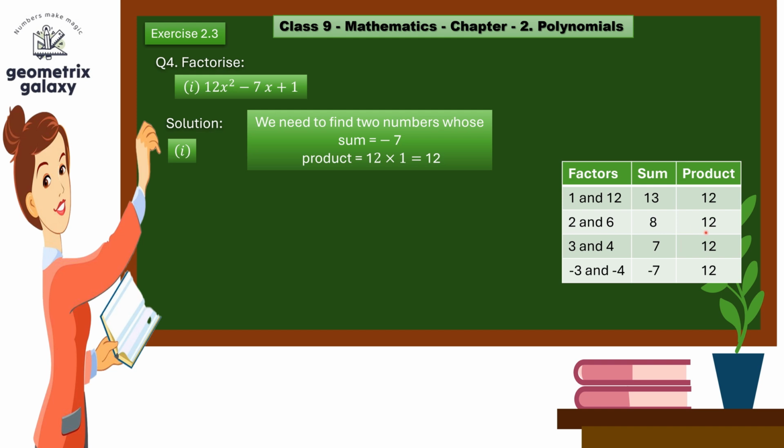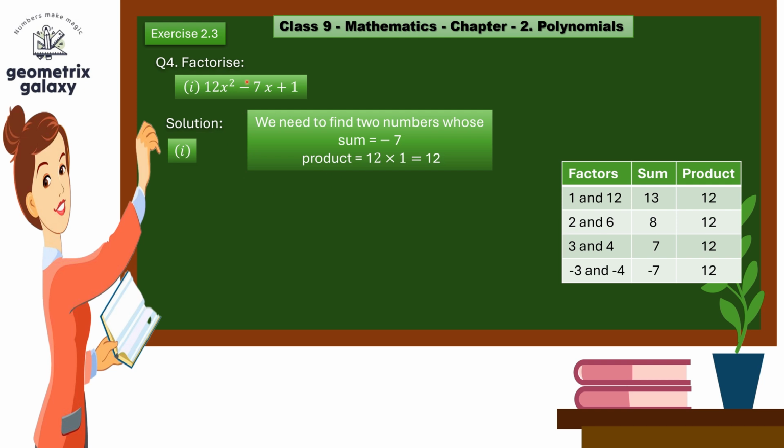You see, 2 into 6 is equal to 12, but 2 plus 6 is equal to 8. Here also we are not getting minus 7. Now I will check with another pair of numbers, 3 and 4. So 3 fours are 12, but 3 plus 4 is equal to 7. So we need minus 7 as the sum and the product as plus 12. So we can take minus 3 and minus 4. If I add minus 3 and minus 4, I will get minus 7. And if I take the product of minus 3 and minus 4, we get plus 12.